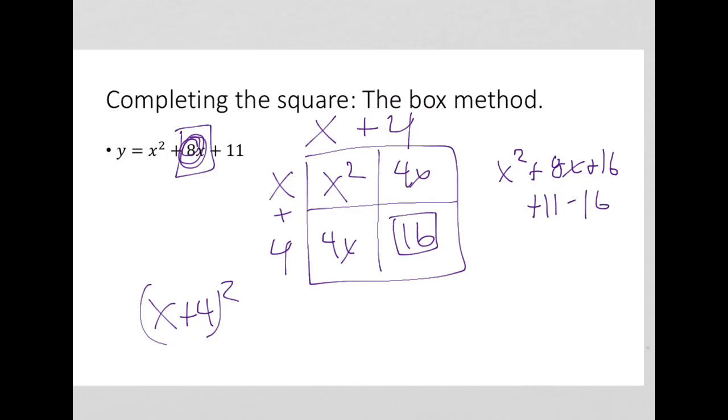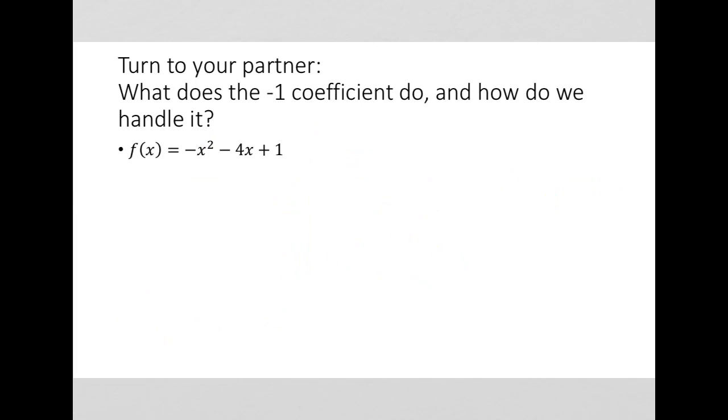Okay, and then I can simplify this. That's all in my square. 11 minus 16 is minus 5, and that is what y is equal to. Sweet. Let's do another one.